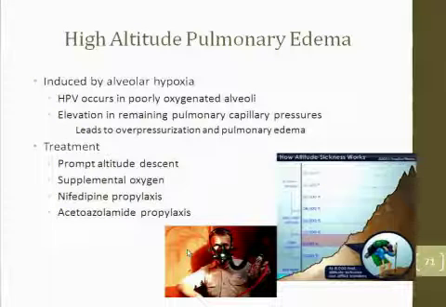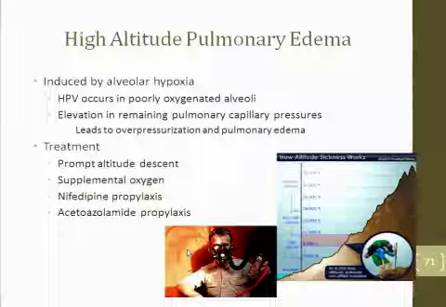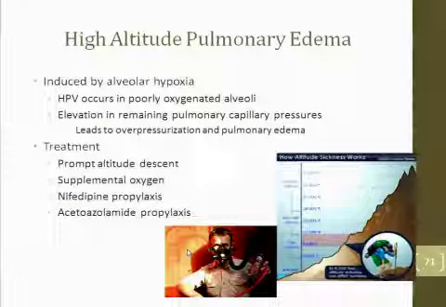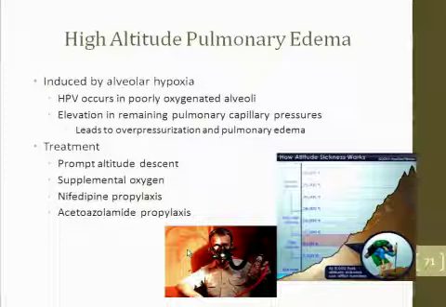High altitude pulmonary edema is also induced by alveolar hypoxemia. We think it's HPV occurring in poorly oxygenated alveoli. So as you go up in elevation, the pulmonary capillary pressures begin to overpressurize and develop pulmonary edema. Treatment is basically prompt descent and supplemental oxygen.